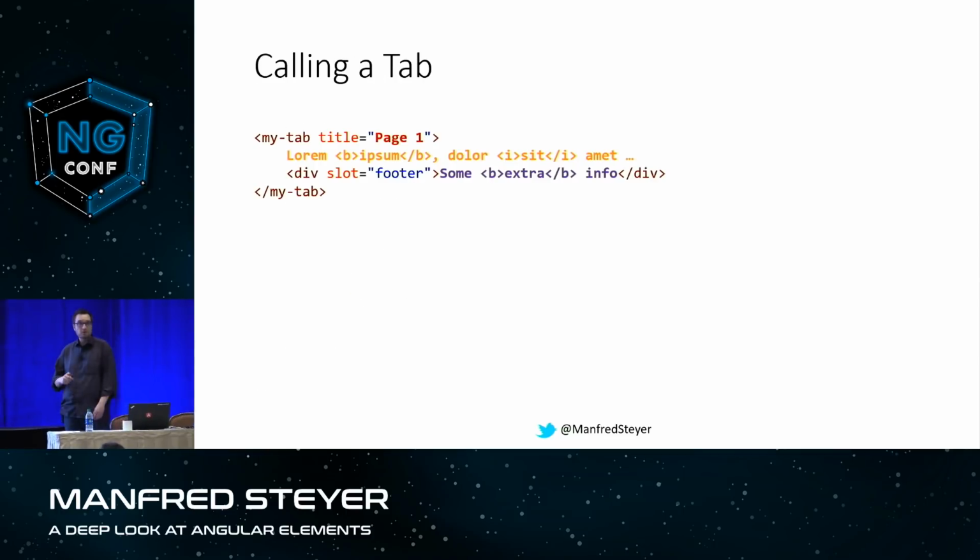And then when calling your component, you can define which goes into the main slot and which goes into a named slot. Here, everything that is not part of a slot element goes into the main slot. This is this orange lorem ipsum with some tags. And the rest is tagged with slot equals footer, and this, of course, goes into this footer slot. Some extra info with a bold extra.